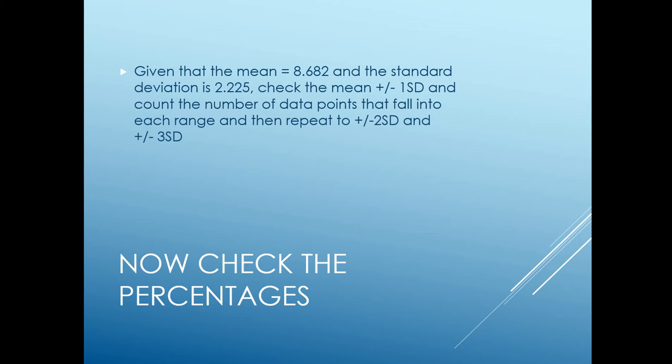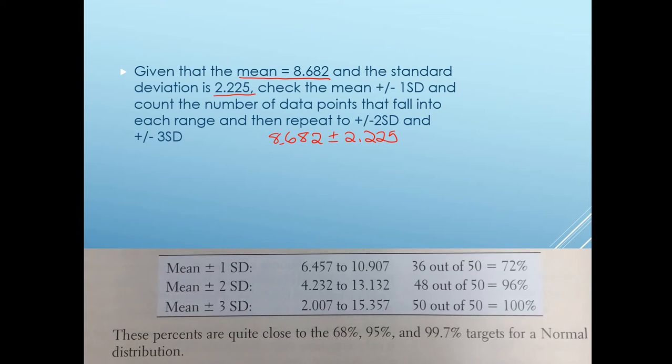So I went through and calculated the mean. It is 8.682, and then the standard deviation. Then I need to make some fences, we'll call them, by doing 8.682 plus or minus that standard deviation. And then I'll do plus or minus twice the standard deviation and plus or minus 3 times the standard deviation. And these are the ranges we will get.